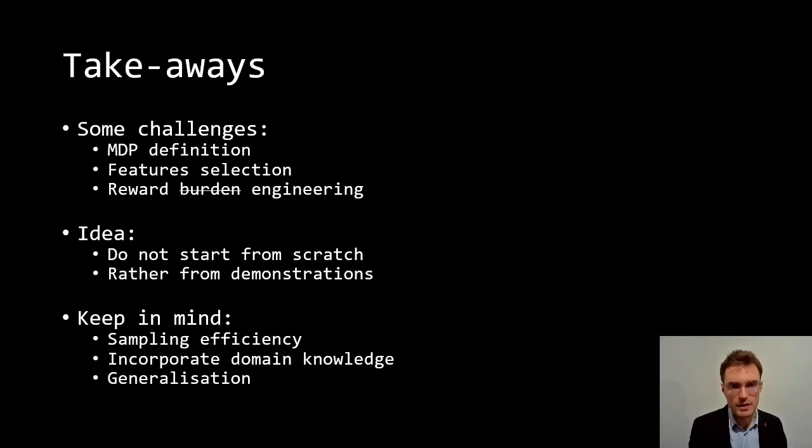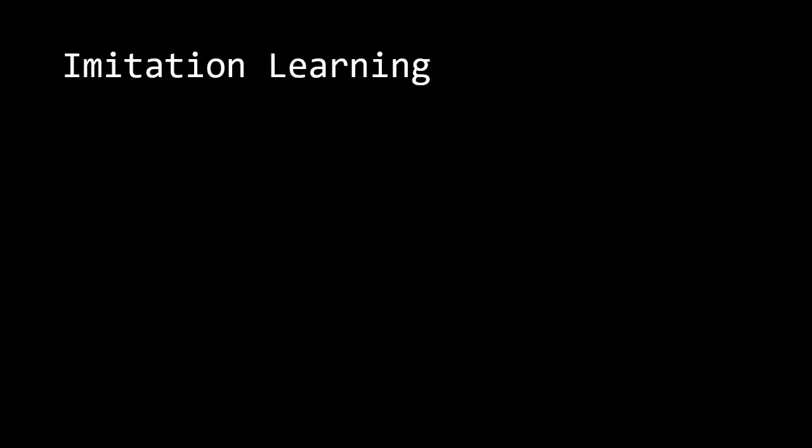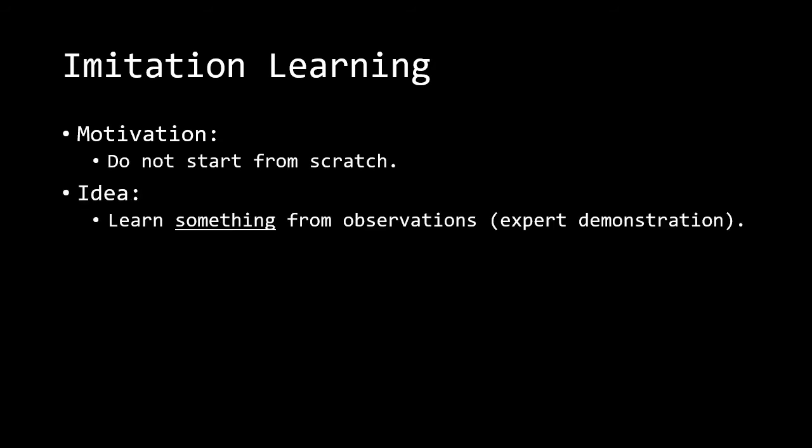Now let's go to imitation learning. So imitation learning, we said the motivation, not starting from scratch, and this is the idea. You want to learn something from observation. So you're observing some person, maybe a robot, maybe a human. Let's call this person an expert. So you have expert demonstration, and from that you want to learn something. The underlined word something is: what model or what parameterized function do we want to learn? So this will be the first question we have to answer.